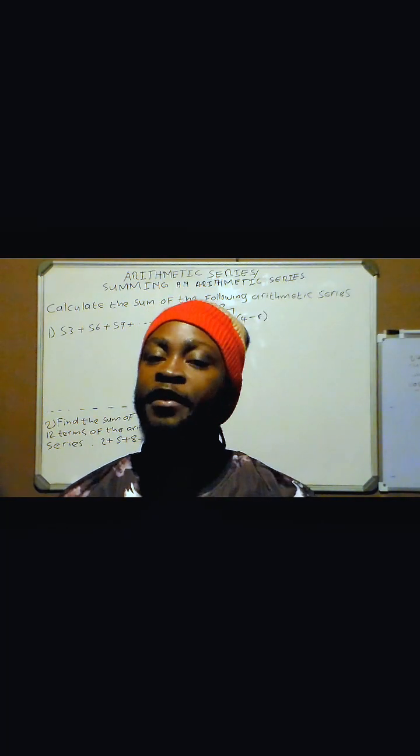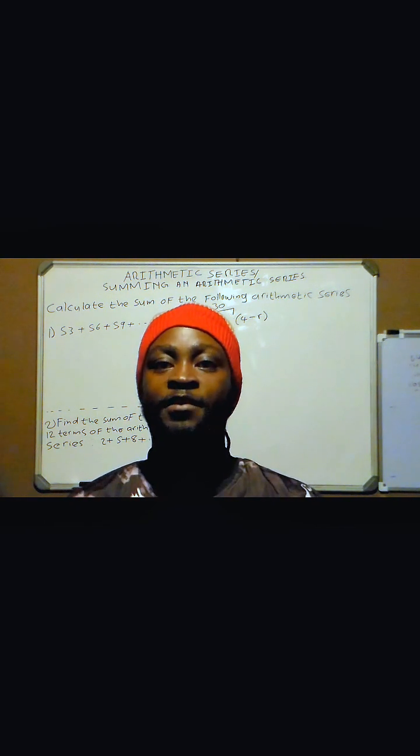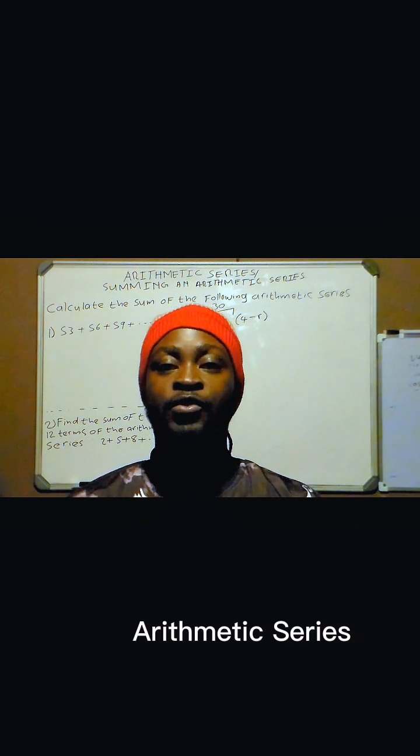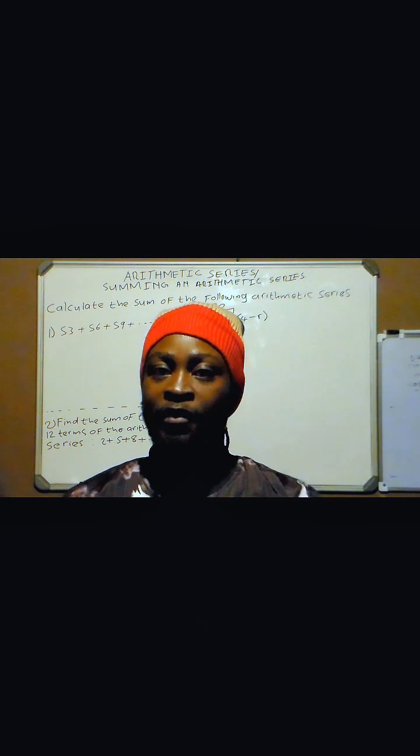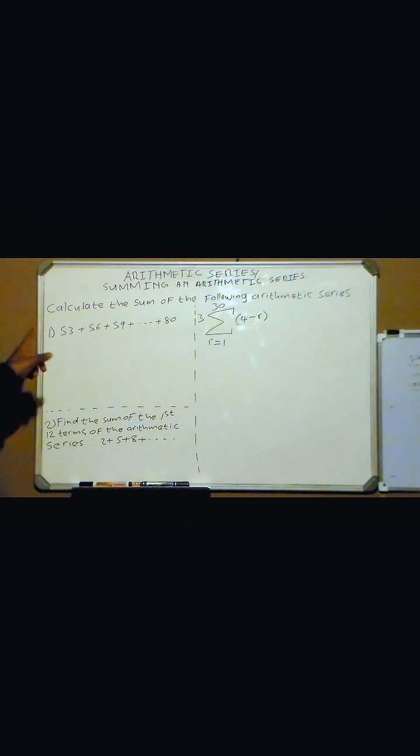So now we have derived the 2 equations that represent the sum of the first n terms of an arithmetic sequence. So now let's see how we can use them in a question. Let's look at these 3 questions. They say here that we should calculate the sum of the following arithmetic series. So we'll start with this one.